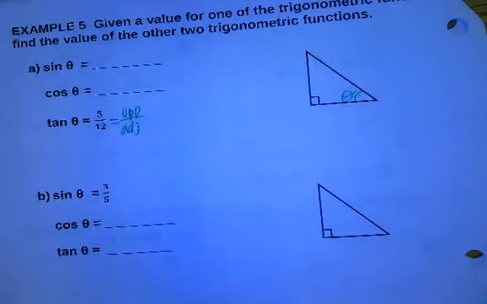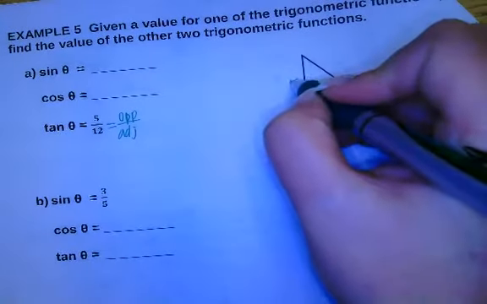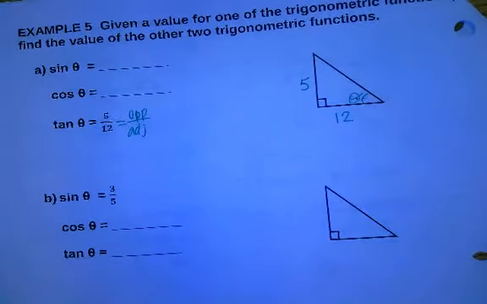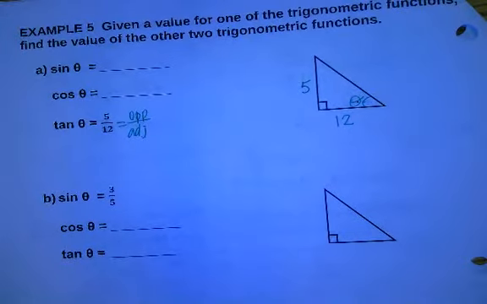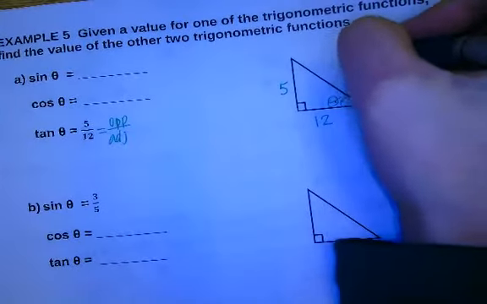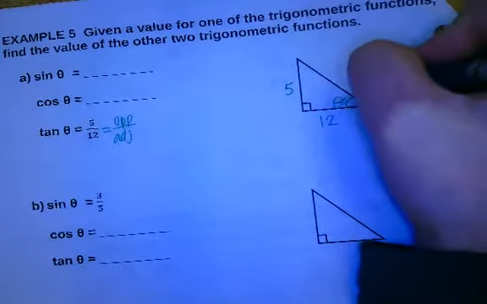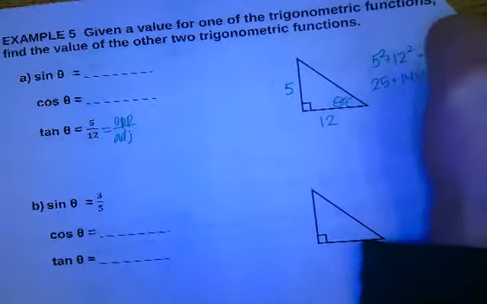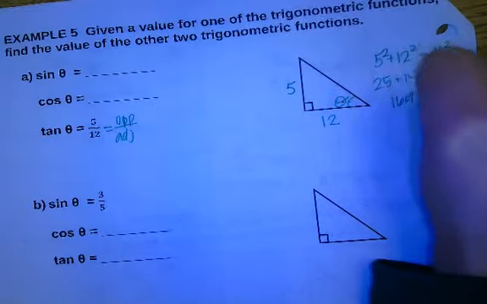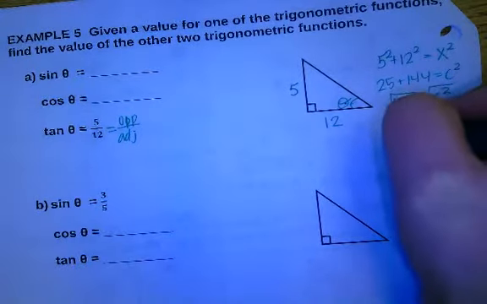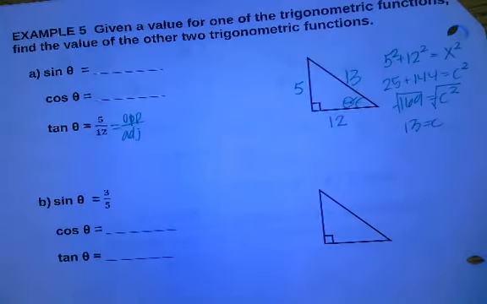Okay, so opposite is 5, so opposite of theta is 5. Adjacent is 12. How can I figure out what my hypotenuse is? Pythagorean theorem. Or if you know your triples, you know that the hypotenuse is what? 13. So 25 plus 144. Okay, now I have my triangle labeled. Okay, I have all three sides.